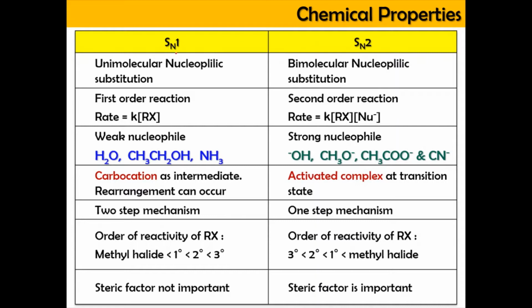For SN1, because we're referring to one, it is the unimolecular nucleophilic substitution reaction. And because it is one, we say that it is a first order reaction, and the rate is dependent on the concentration of the haloalkane. Okay, the other name for haloalkane is alkyl halide.